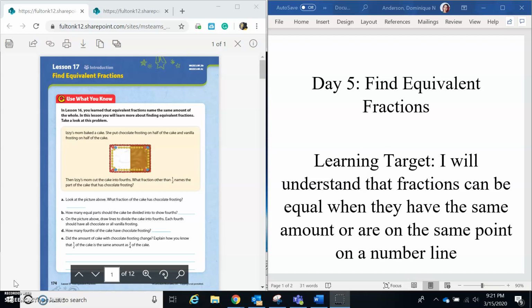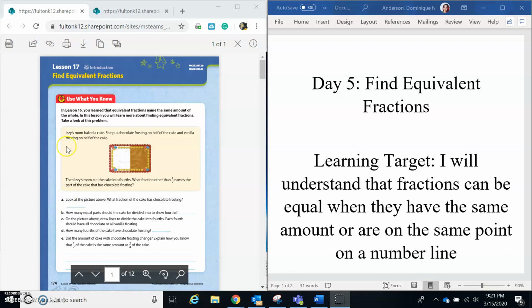So today we're going to work on finding equivalent fractions. Yesterday we just worked on understanding what they were, so now we're going to actually be finding them. Our learning target is still the same. I will understand that fractions can be equal when they have the same amount or are on the same point on a number line. So let's look at our packet, lesson 17.